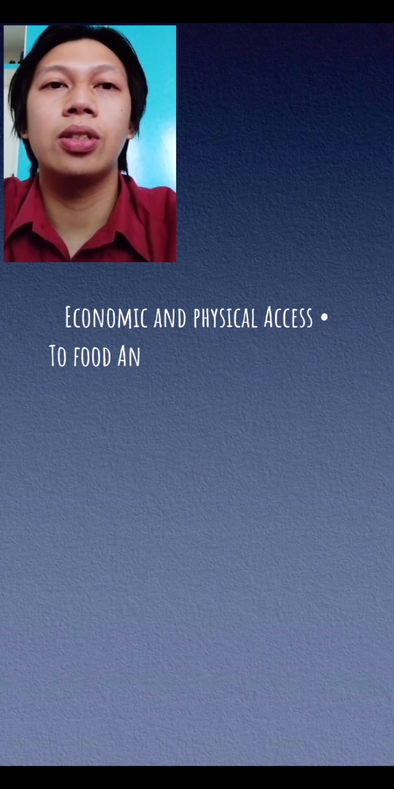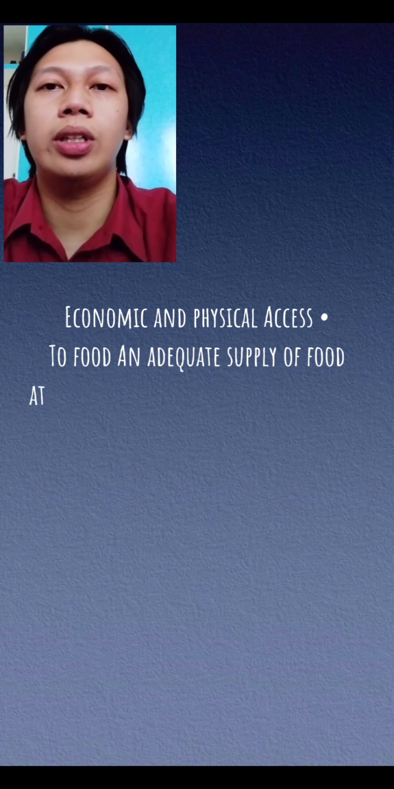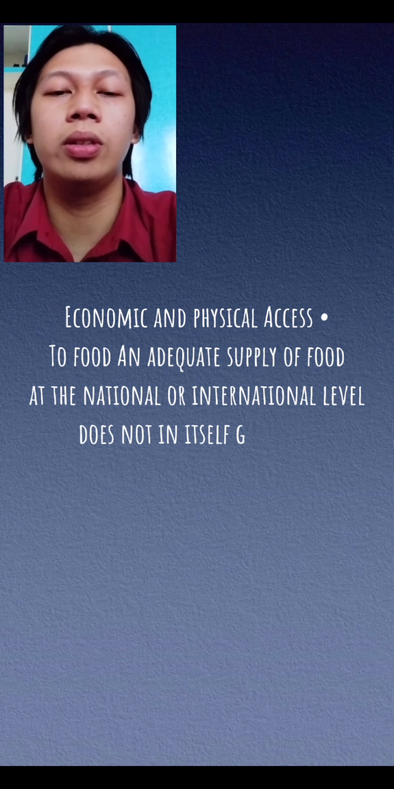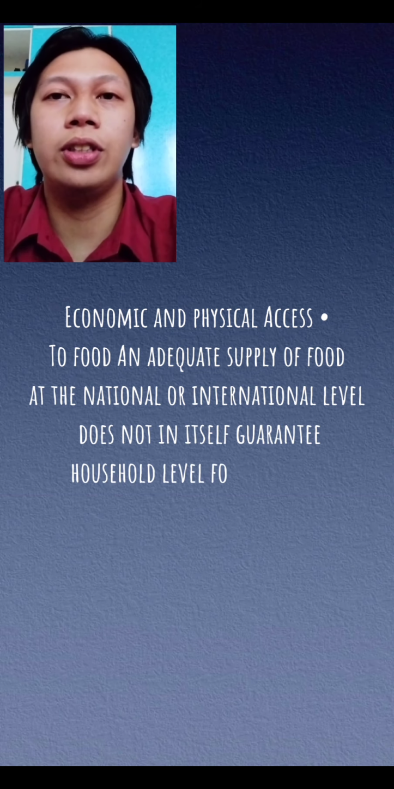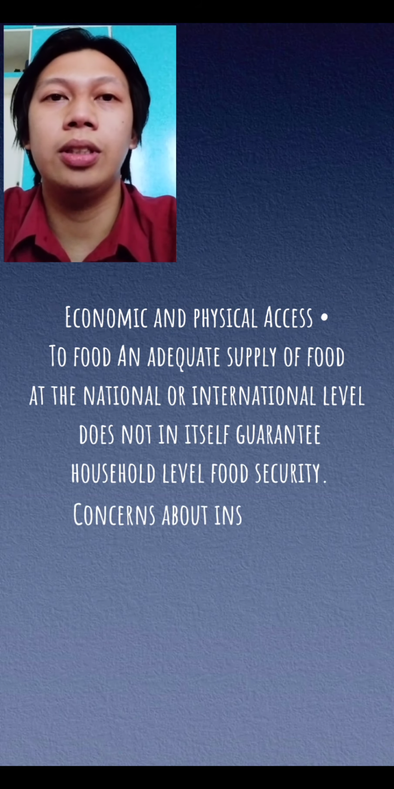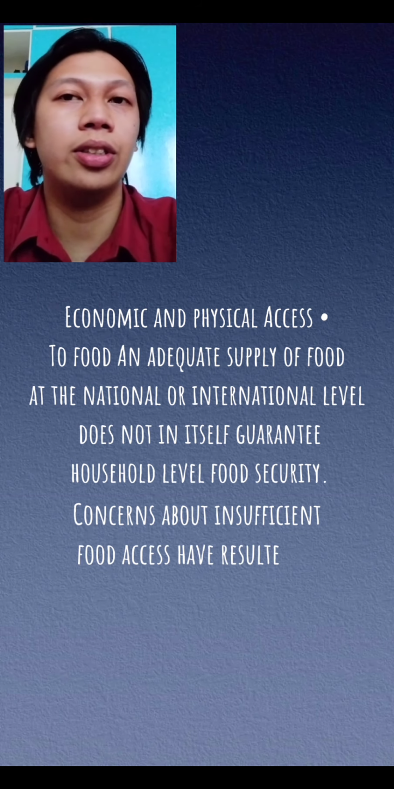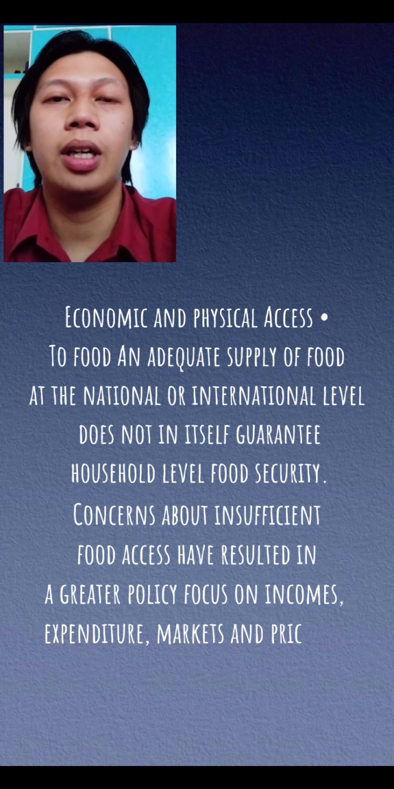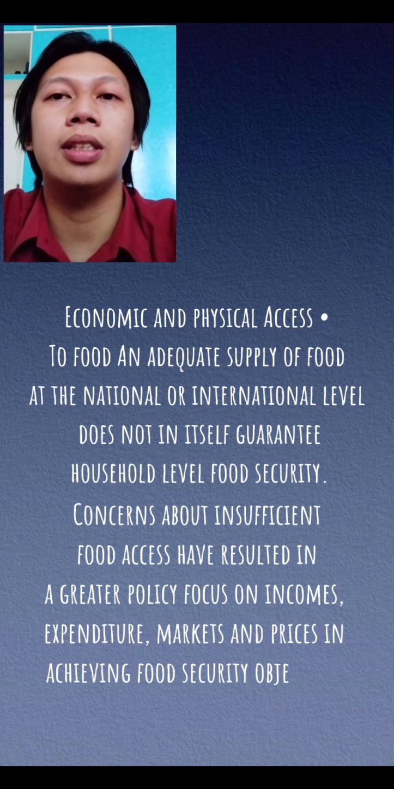Meanwhile, economic and physical access to food states that a sufficient supply of food, whether at the national or international level, does not guarantee household-level food security. Concerns about insufficient food access have caused greater policy focus on income, expenditure, markets, and prices in attaining food security objectives.